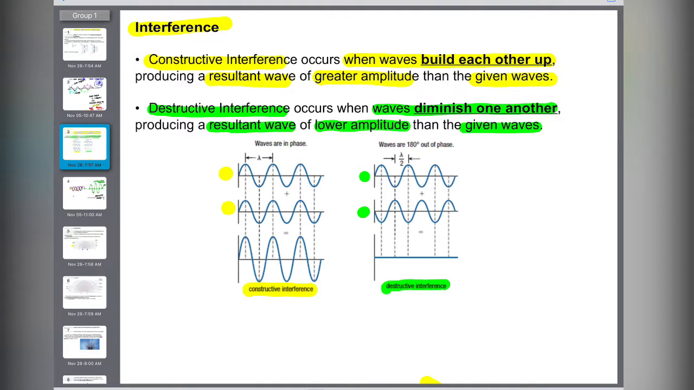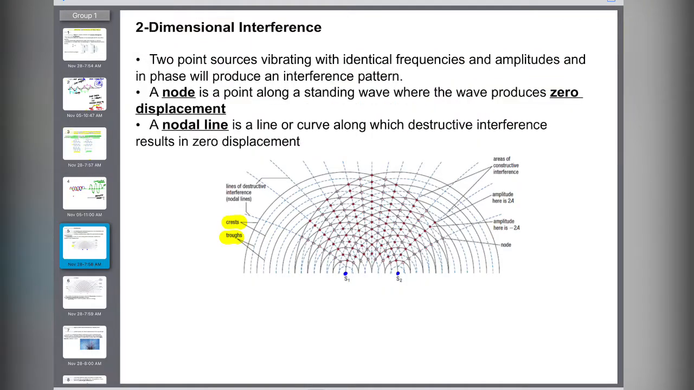All right, so now let's really get into the lesson. This is the key thing with the lesson. We have this thing called two-dimensional interference. Let's go one at a time. I'm going to start fresh. Two point sources. So what is two-dimensional interference? Two point sources vibrating at identical frequency and amplitude. They have to be the same. And they actually produce what is called an interference pattern, and that's a pattern that we are going to study.